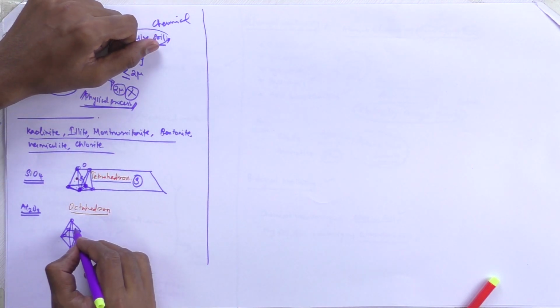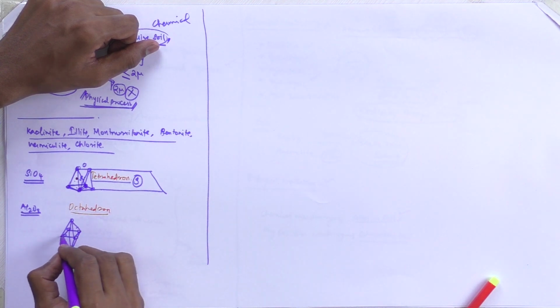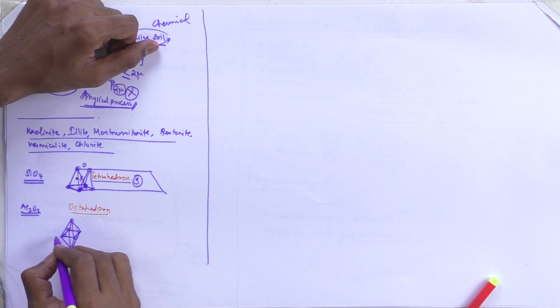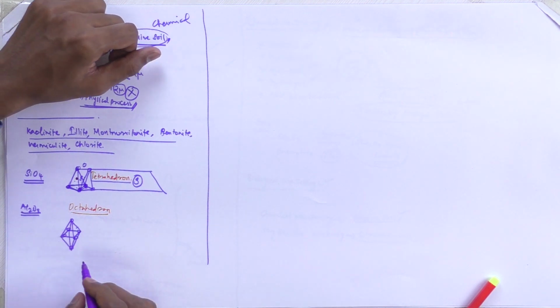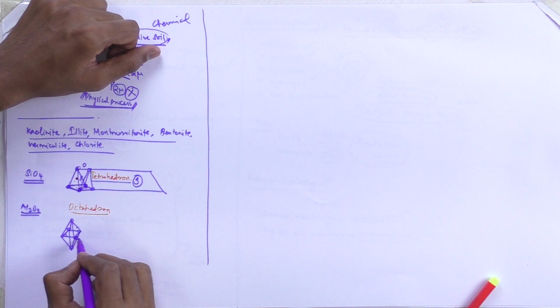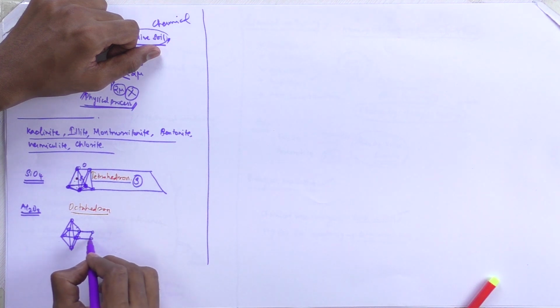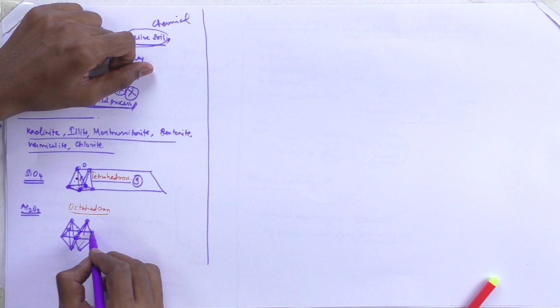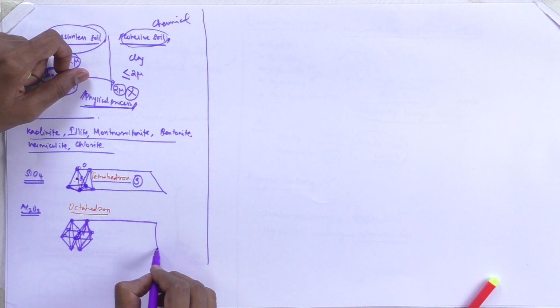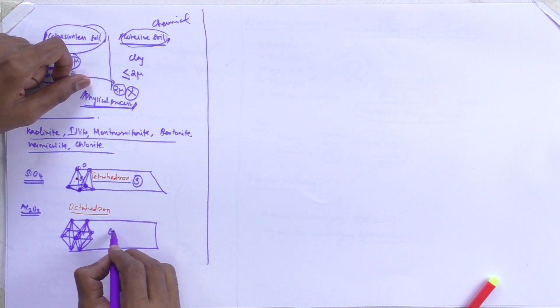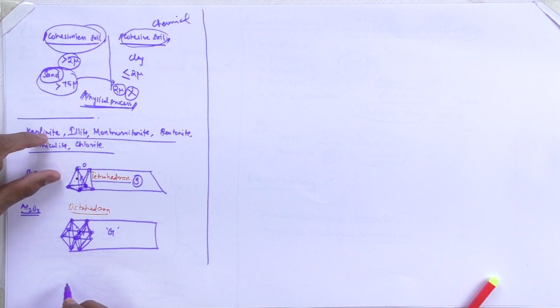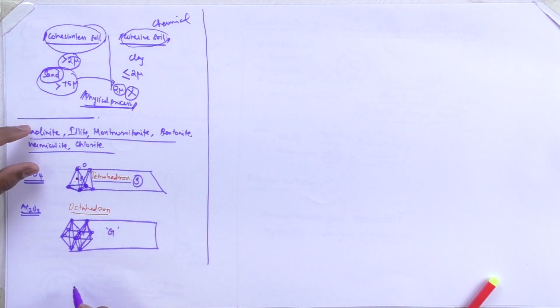So this is an octahedron. If you look at this, face 1, face 2, face 3, face 4, there are 4 faces at the top about this base and 4 faces below about this base. So it will continue likewise like this, and this forms a layer known as gibbsite.